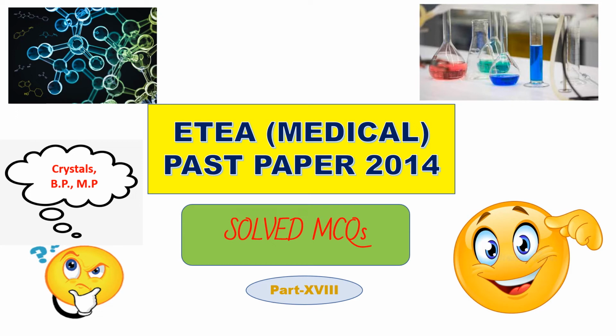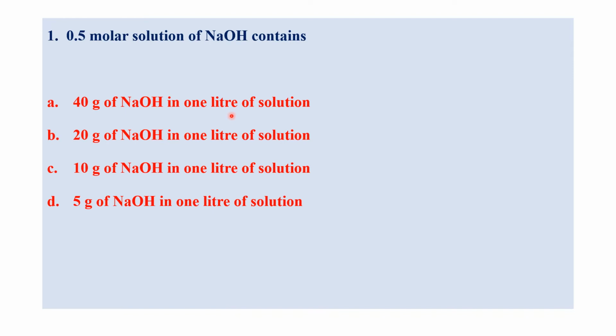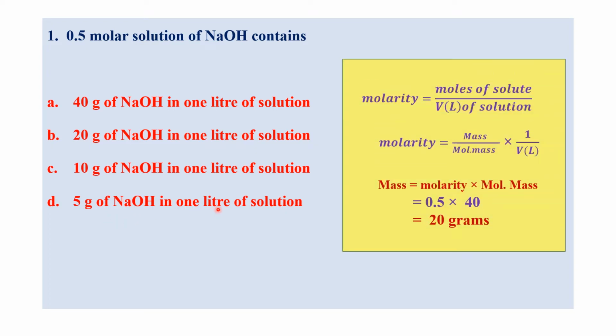This video is about past ETEA paper solved chemistry MCQs. A 0.5 molar solution of sodium hydroxide contains 40 gram of sodium hydroxide in 1 liter of solution, 20 gram of sodium hydroxide in 1 liter of solution, 10 gram of sodium hydroxide in 1 liter of solution, or 5 gram of sodium hydroxide in 1 liter of solution. So we will solve it.